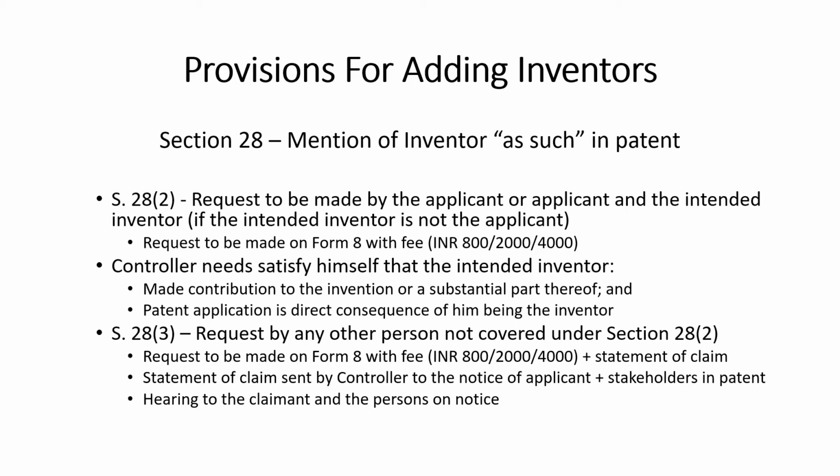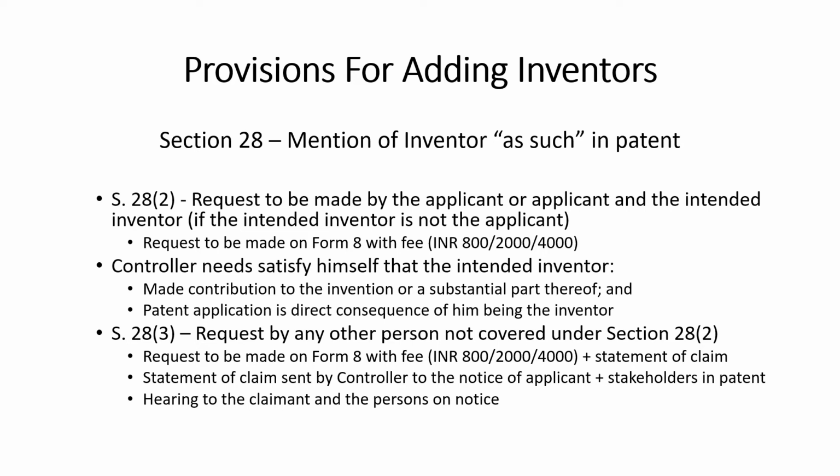And before I go into the procedure for adding inventor under section 28, I want to mention that this provision is for addition of inventor at a later stage. Once you have already filed the complete specification and you don't have the option of filing a revised form 5, then you go ahead with this provision so as to add any additional person as the inventor.